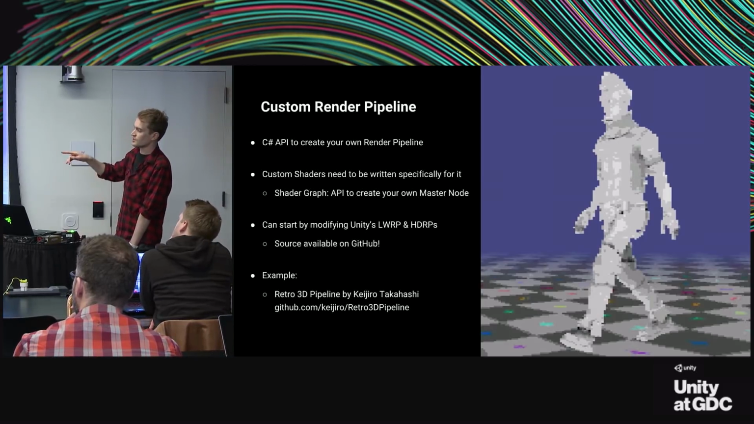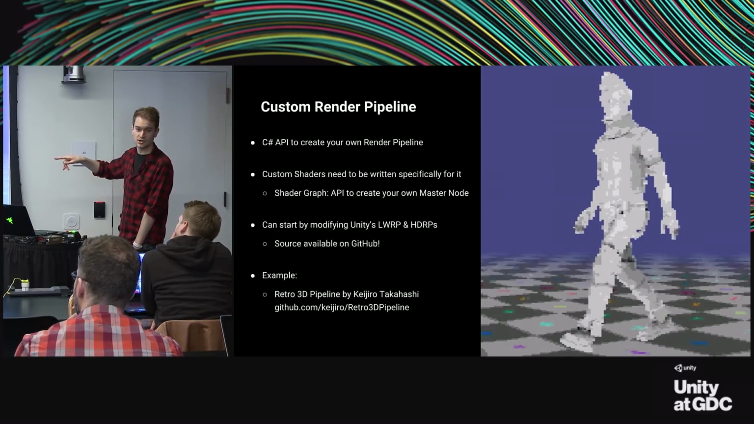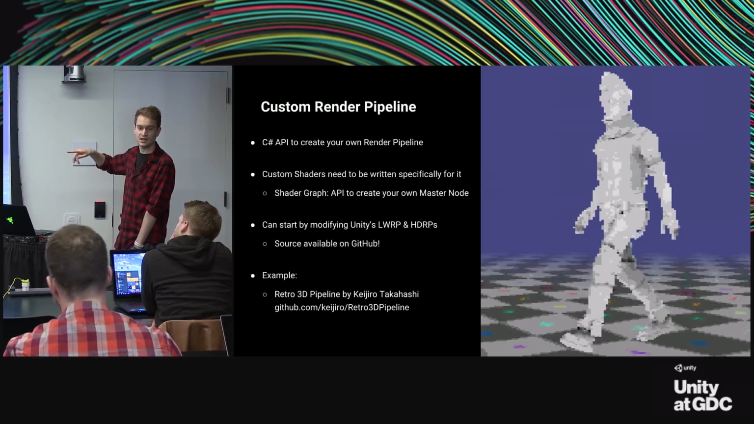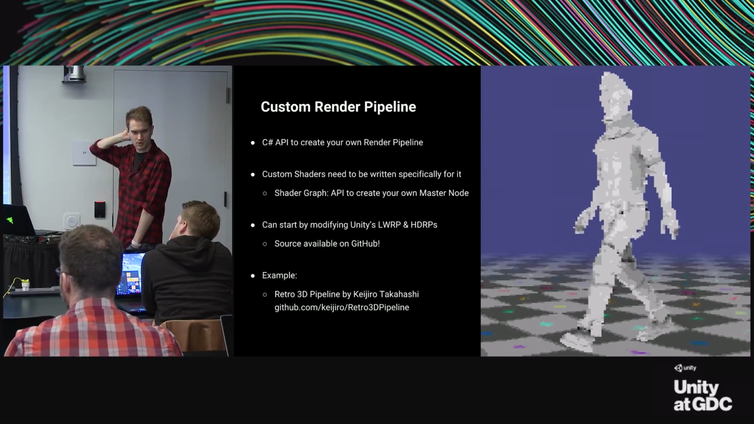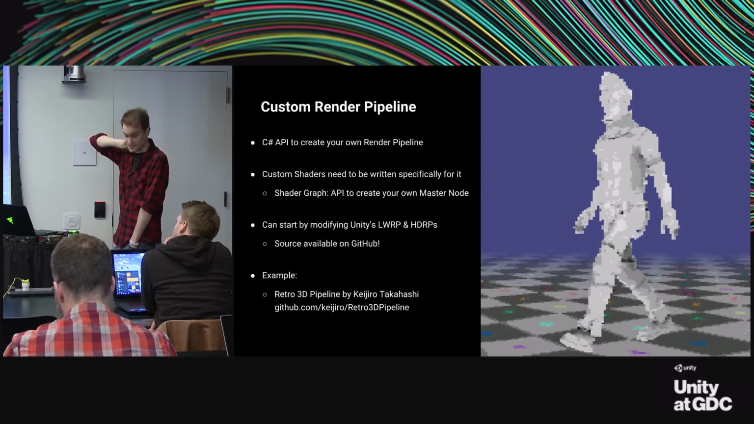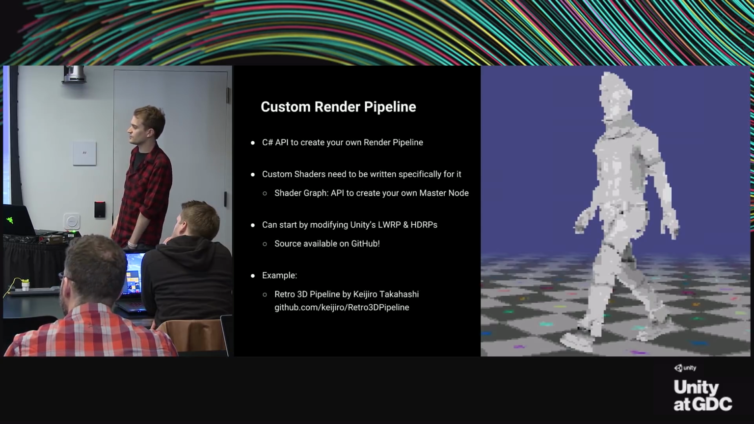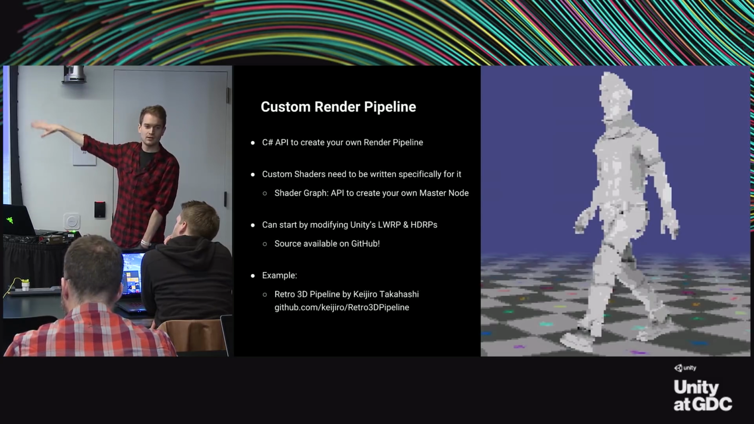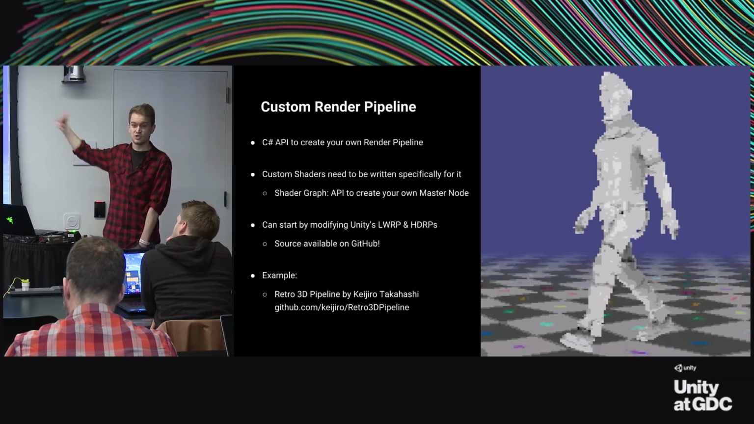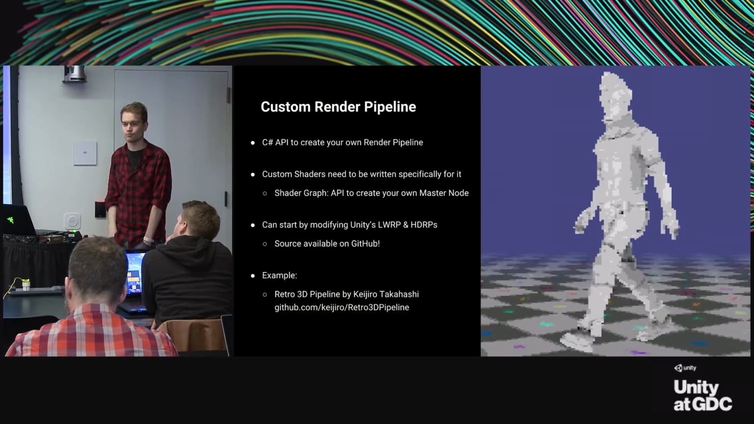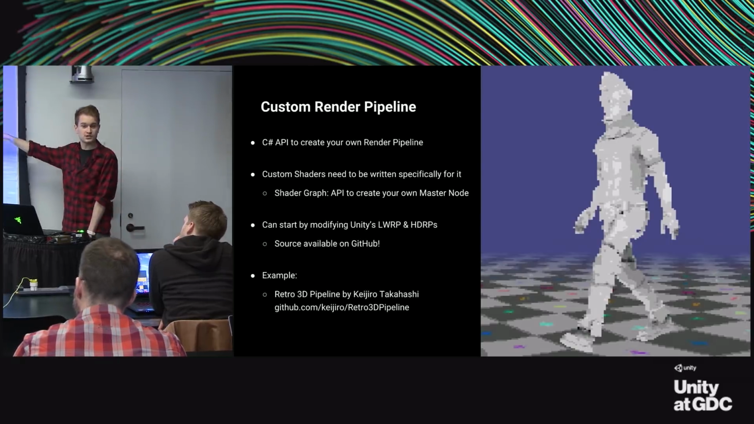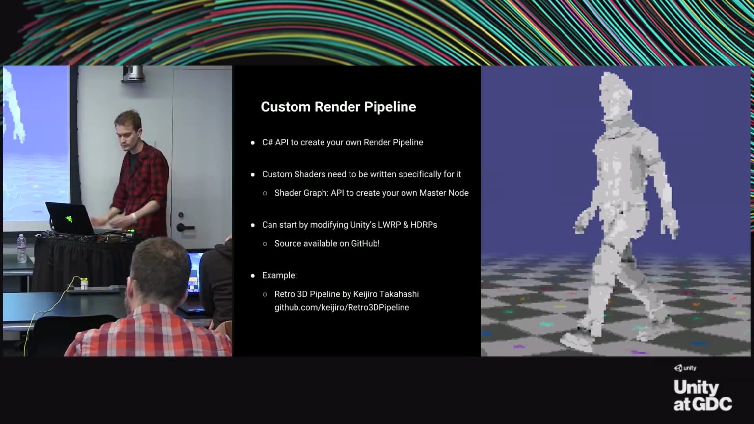However, there's also another example. There's a guy who works at Unity called Kajiro Takahashi, in our Tokyo office, and I think he was one of the developers on the post-processing system. He wrote this retro 3D pipeline using the scriptable render pipeline and put it on GitHub so you can play around with it. So it's a really nice jumping-in point at not just a basic render pipeline, but how you can use it to create a certain visual style or visual effect.